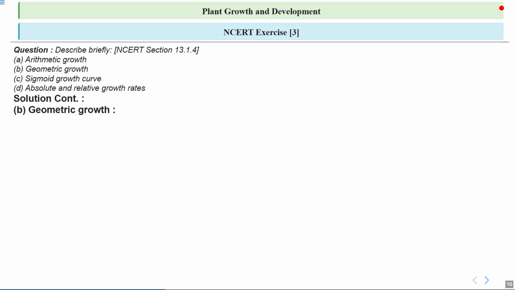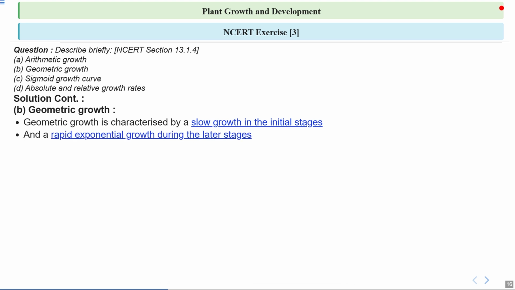Talking about geometric growth, this is the second type of growth pattern mentioned in the question, and we have to look into the features of this growth pattern. It starts with the slow phase. In the beginning, the plant's increase in size is gradual, almost like a gentle slope on a hill. So we characterize this type of growth by slow growth in the initial stages and rapid exponential growth during the later stages. This happens because the daughter cells produced during mitosis keep dividing, so the daughter cells derived from mitosis retain the ability to divide.